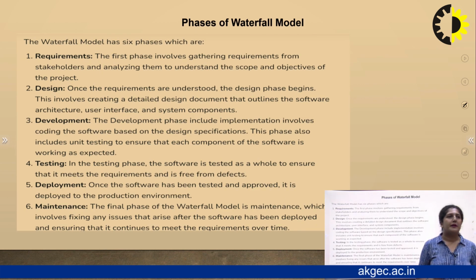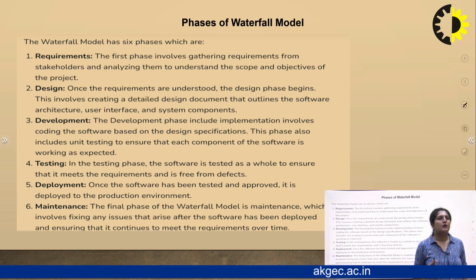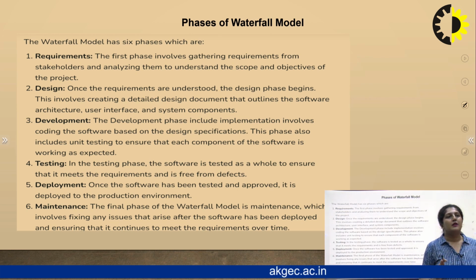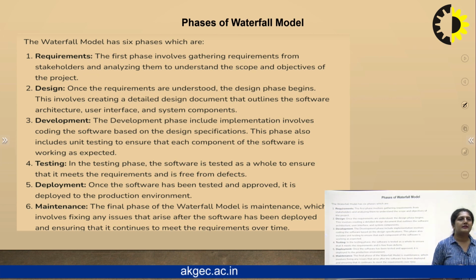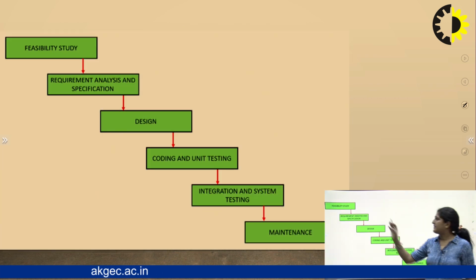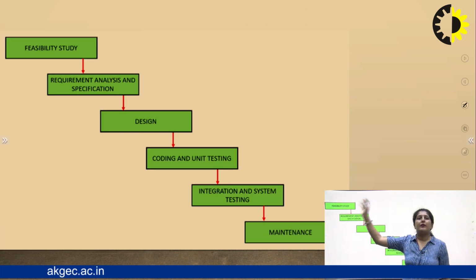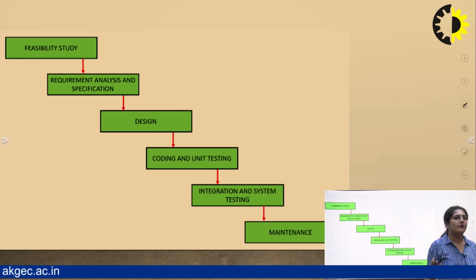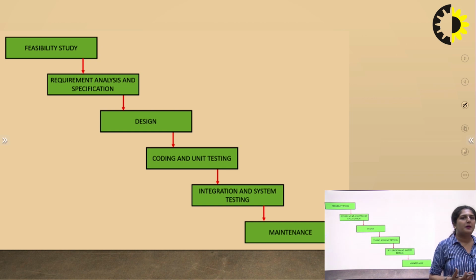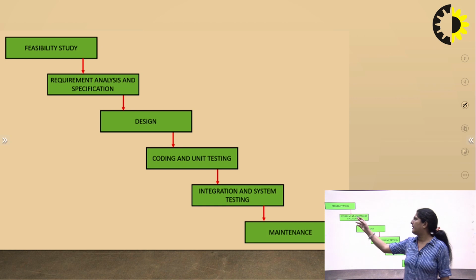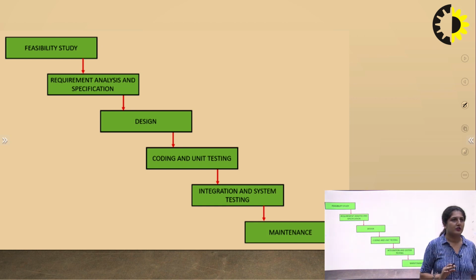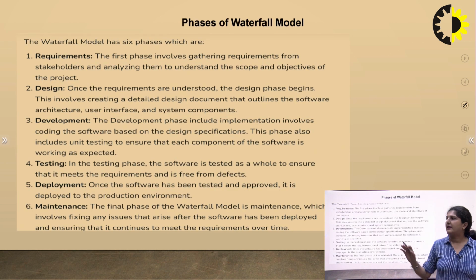Firstly, the requirements. The first phase involves gathering the requirements from the stakeholders and analyzing them to understand the scope and objective of that product. We are skipping the feasibility model here; we only have a talk with the stakeholders and the organization team about why we want to develop that particular product. The actual step comes from the requirement analysis and specification. Then comes the designing phase.